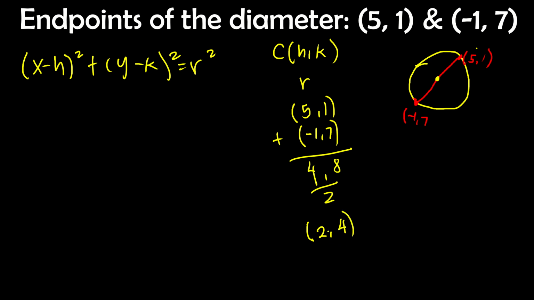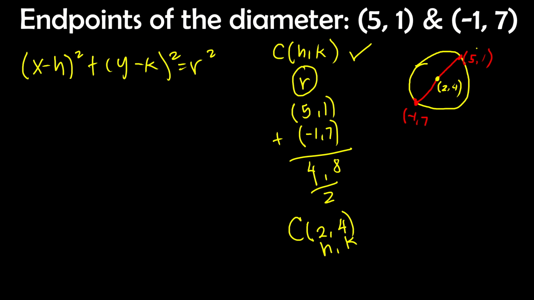Now that we have the location of the midpoint, it means this is also the coordinates of the center. This is 2 and 4. Since that will be the center, that is also the value of h and k. Okay, we're done with h and k. What we need now is r. Again, the radius, that is the distance.